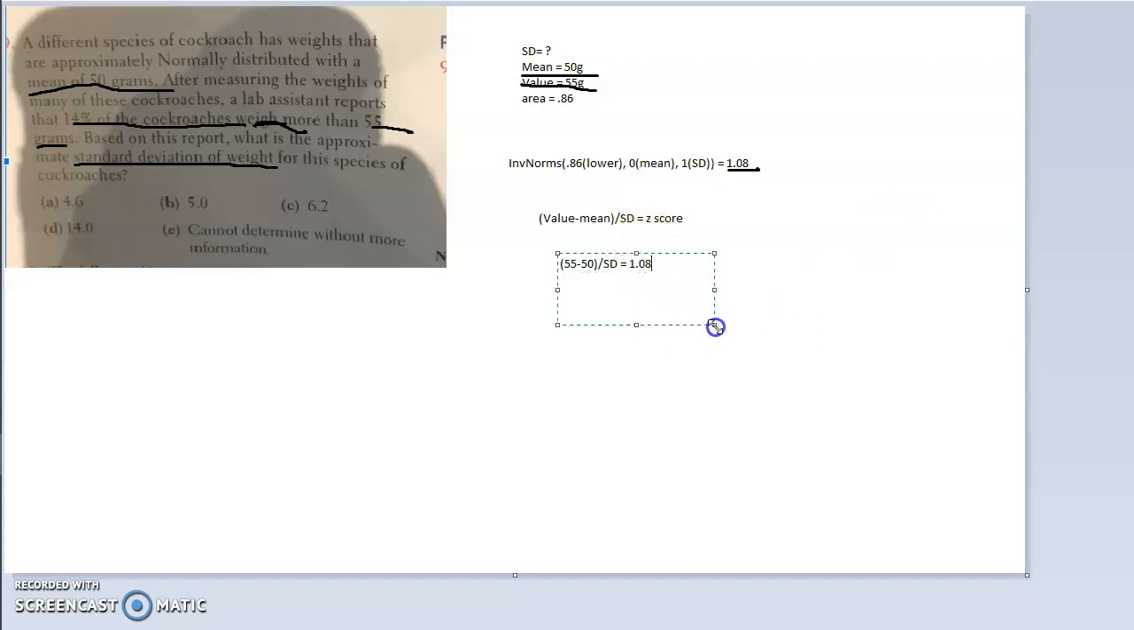And then from here you can do some basic algebra, which will give you 1.08 SD is equal to 5. That results in your standard deviation being 5 divided by 1.08, which equals 4.63, which is shown as one of the answer choices, choice A.